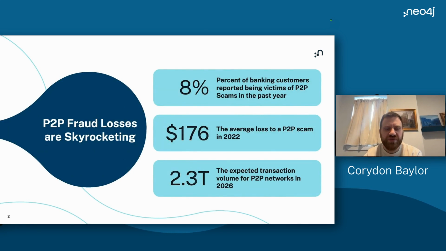To set the stage for the problem, fraud in peer-to-peer networks is increasingly becoming a larger problem. In fact, 8% of banking customers reported being the victims of a peer-to-peer fraud scam in the past year. The average loss to one of these peer-to-peer scams was $176, and that was all the way back in 2022. That volume is probably way higher now, considering that there is $2.3 trillion expected in transaction volumes in these peer-to-peer networks.